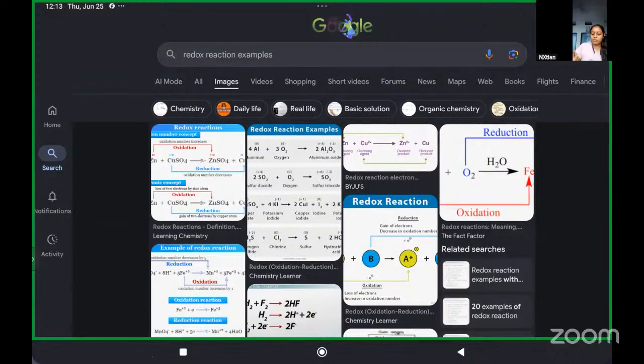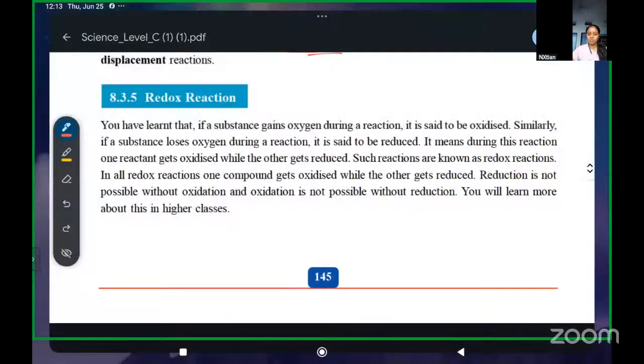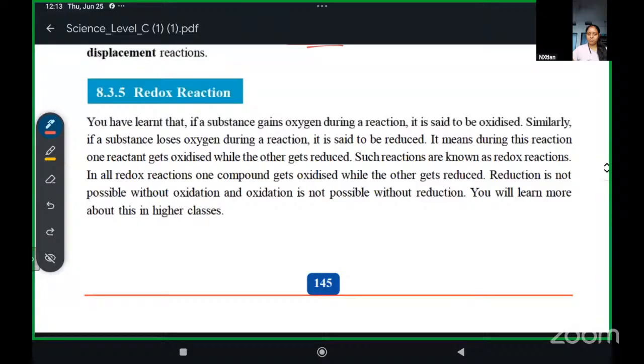Now, any doubt in redox reaction? Any questions related to redox reaction? No. The only thing you have to remember is one compound gains oxygen, means it gets oxidized. The other compound loses oxygen, means it gets reduced. Reduction is not possible without oxidation, and oxidation is not possible without reduction. Both are dependent on each other.